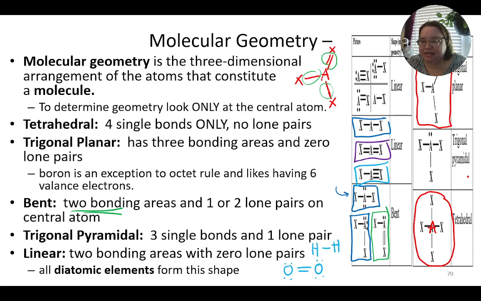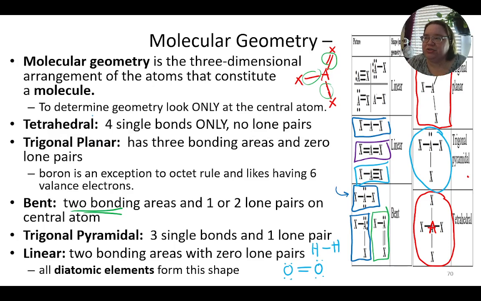Last but definitely not least, trigonal pyramidal. So trigonal planar is two-dimensional. It is a flat molecule, whereas trigonal pyramidal does actually exist in 3 dimensions. And trigonal pyramidal has 3 bonding areas and 1 lone pair. 3 bonding areas and 1 lone pair, circled here on the right-hand side.